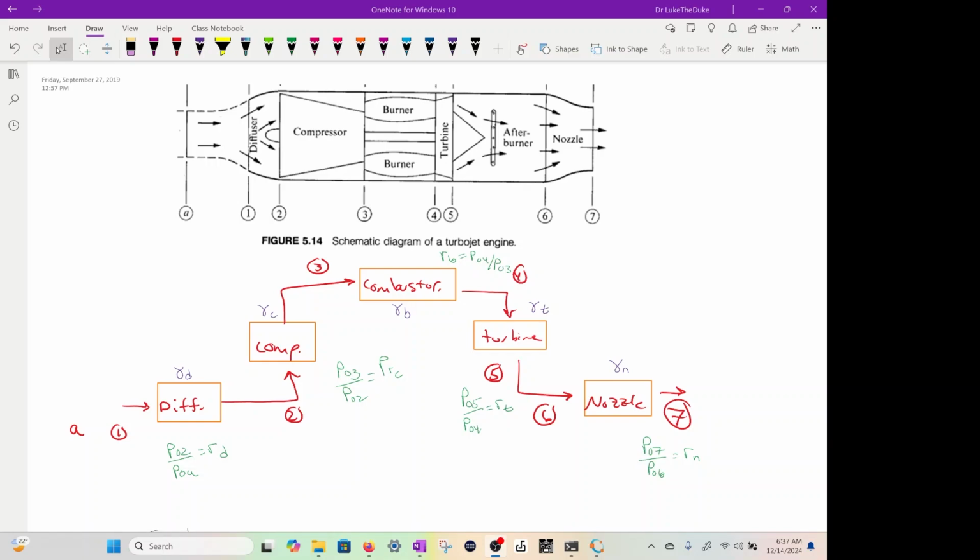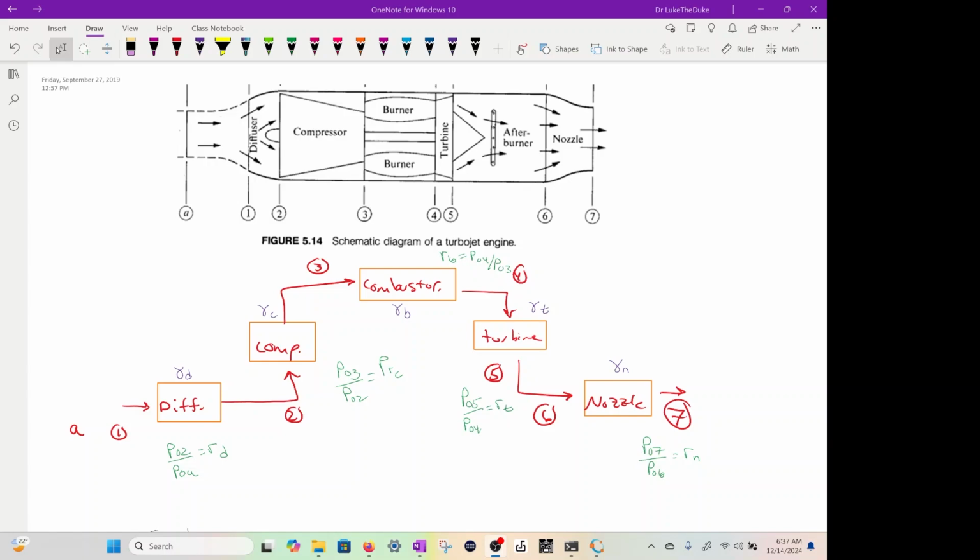All right, so here is a schematic for a turbojet. At the top, we have all the components, like a side view profile from A to the diffuser, which is at 1, to the compressor at 2, to the combustor at 3, to the turbine at 4, could have an afterburner between 5 and 6, to the nozzle at 6, and then the exit at 7. Down here I just made a block diagram showing the components.